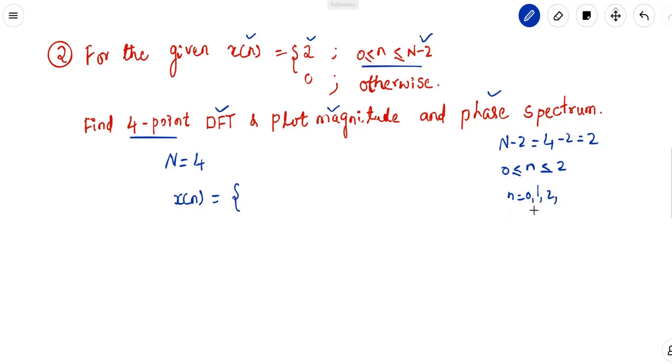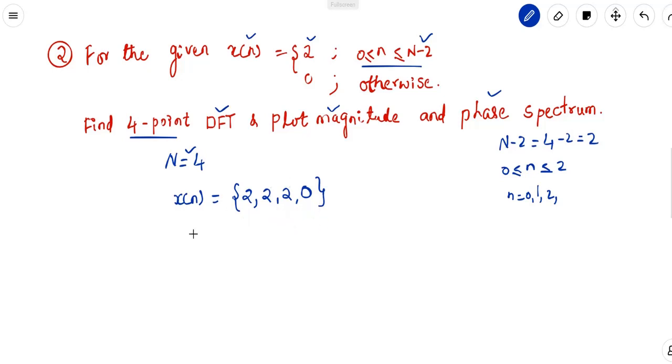What will be the value? It will be 2. For n is equal to 0, the value is 2. Again for n is equal to 1, the value is 2. And for n is equal to 2, the value is 2 only. But as it is a 4-point DFT, what is the last value? For the last value I will do 0 padding. So these are the 4 values of x of n for n is equal to 0, 1, 2, and 3.